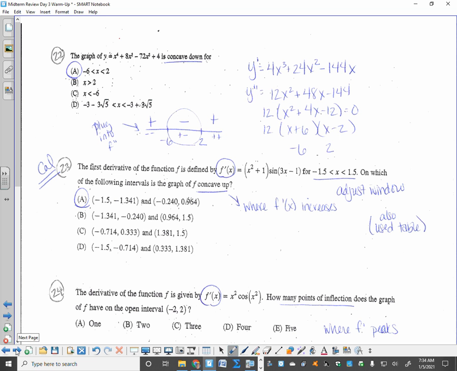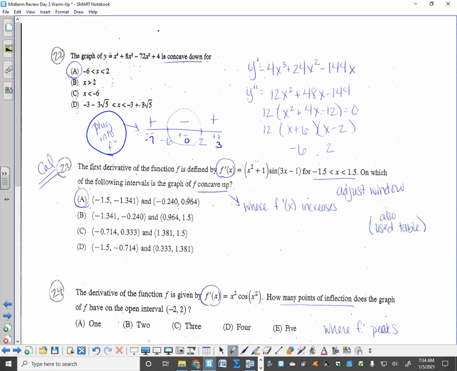All right, 22. The graph is concave down. Okay, so now we're talking second derivative test. So the first thing I found is y prime, and then I went and found y double prime. And now I'm going to find my possible inflection points. So I'm going to GCF out a 12, and then I factored it, and I got -6 and 2. I put those on a number line. I'm going to do my sign table, and I am going to plug in like a -7 and a 0 and a 3. But remember, this is second derivative.